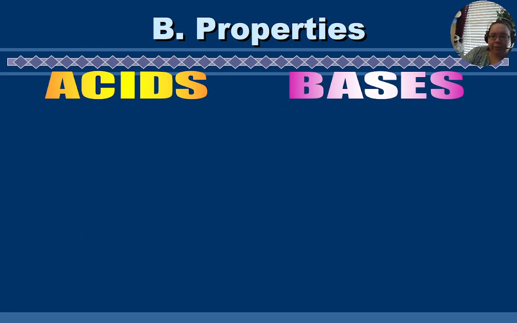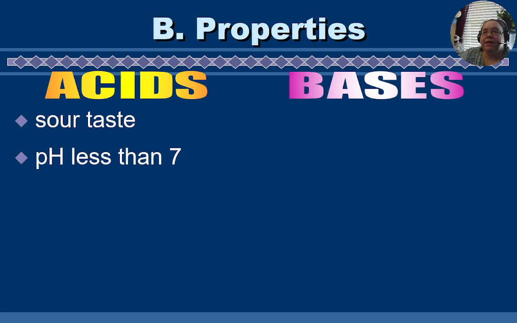Now we're talking about the properties of acids. Acids and bases tend to have opposite properties, which makes it a little bit easier to remember. So your acids tend to taste sour. If you've ever had a lemon or a sour candy, you've consumed an acid. Acids have a pH of less than 7. On our pH scale, pH goes from 0 to 14. So acids have a pH that is less than 7.